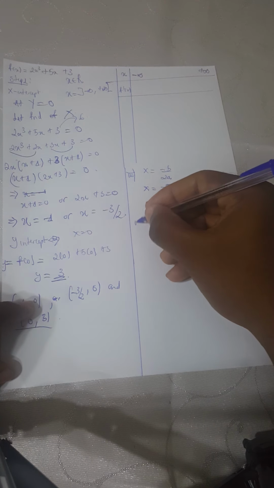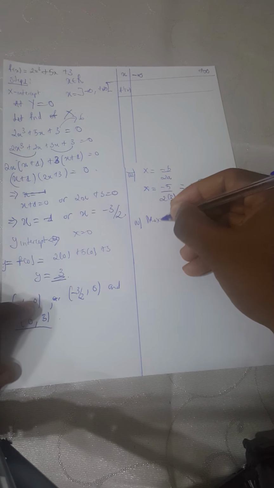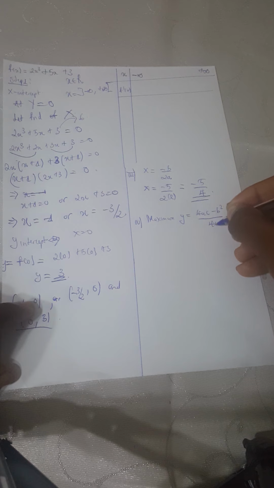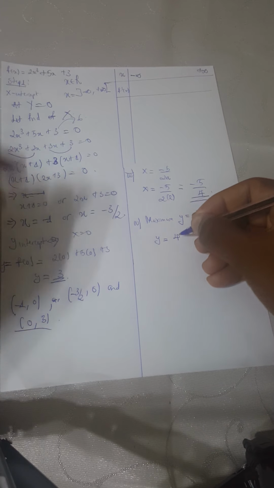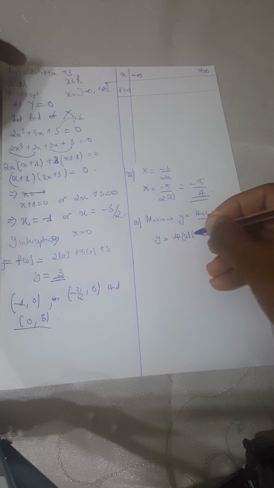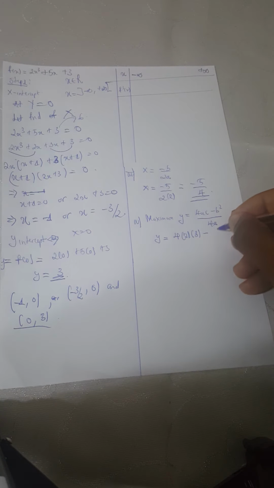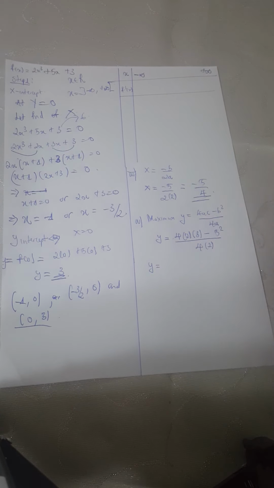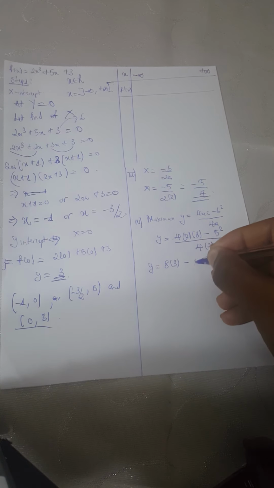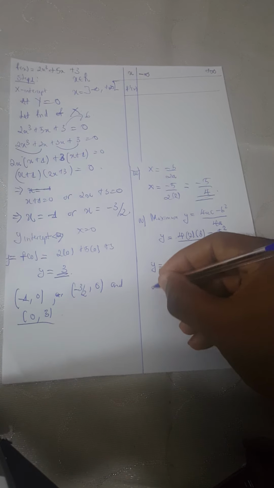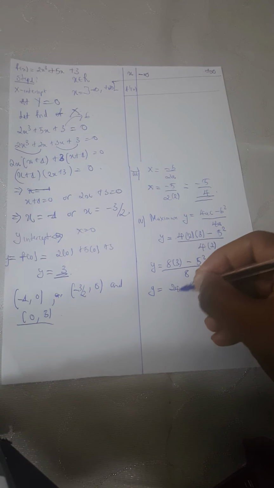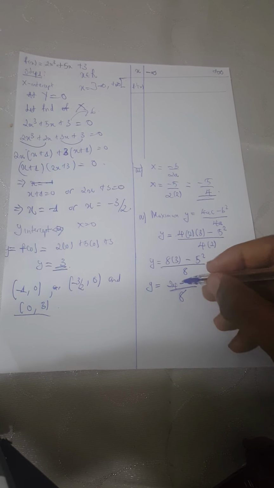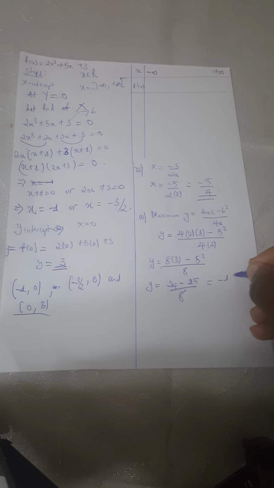Now, lastly, you have number 4, the maximum y point. The maximum y point is given as 4ac minus b squared all over 4a. So y is equal to 4 into a, here is 2, into c, here is 3, minus 5 squared, all over 4 into 2. I multiply, it gives me 8 into 3 minus 5 squared all over 8. So y is equal to 8 times 3, 24, minus 25, all over 8. It gives me 24 minus 25, negative 1, all over 8.